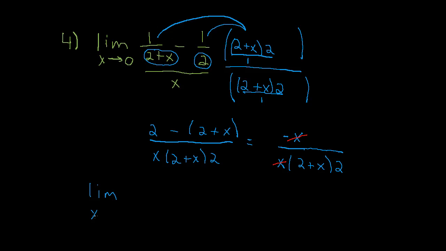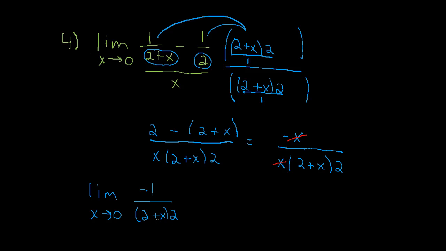The limit as x goes to 0, well, what do we have in the numerator now? Do we have 0 or do we have something else? Well, this is not 0 up here. We're really left with a negative 1. And down below, I'm left with 2 plus x times 2.